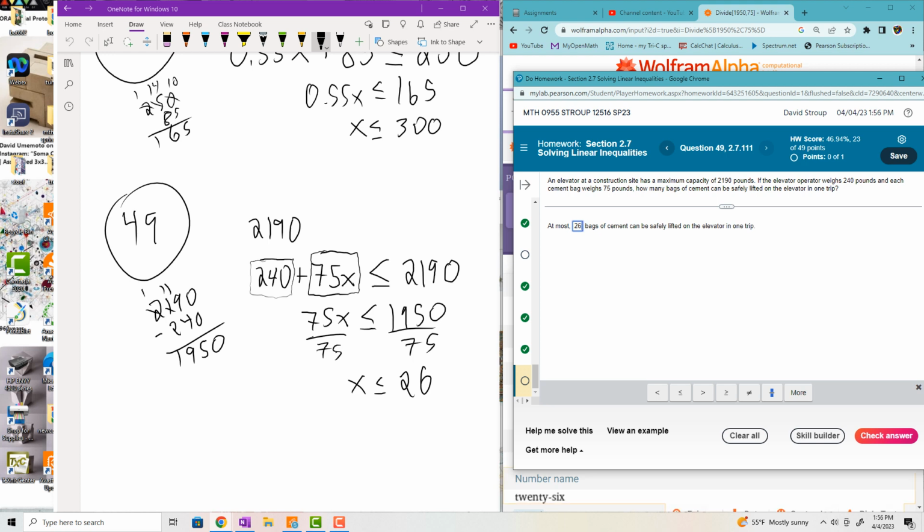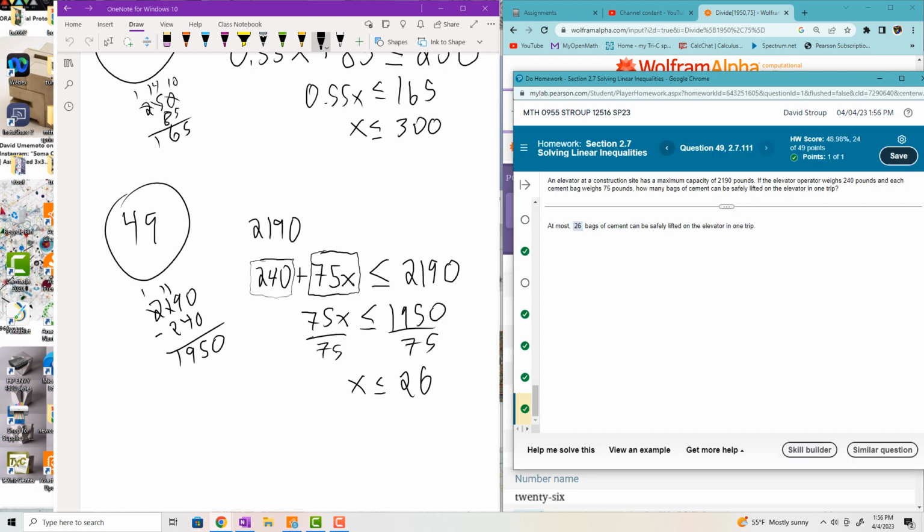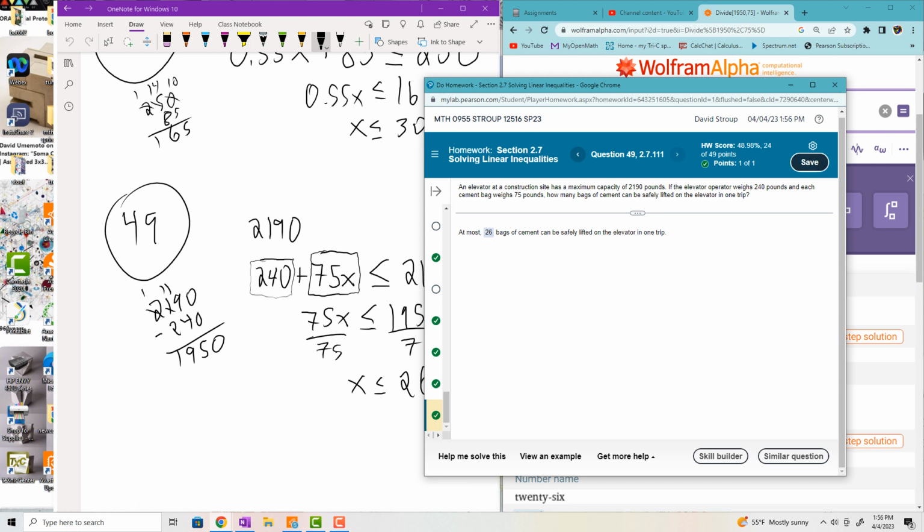So anyways, it looks like at most you can have 26 bags of cement on there. I wouldn't push it though, right? Okay, so I think that'll do it.